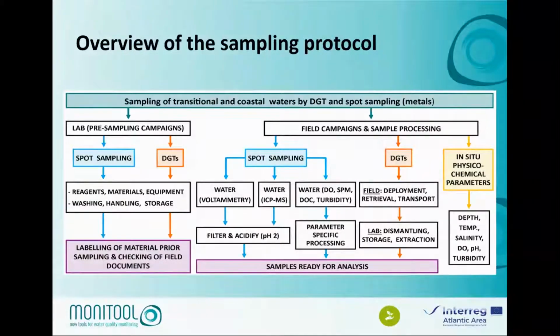So the main focus of this presentation will be on the concurrent spot sampling and DGT deployment, specifically looking, in the first instance, at the pre-survey sampling preparations in terms of reagents, materials, and equipment for the spot sampling and the DGT deployment. And secondly, to go through the details of the sampling survey itself, for example, how we selected the sampling site, how often we collected samples, and how the spot water samples and the DGT were dealt with during the survey and after the sampling campaign.